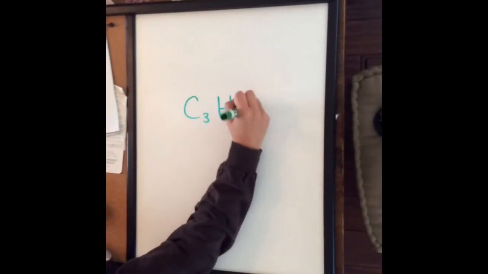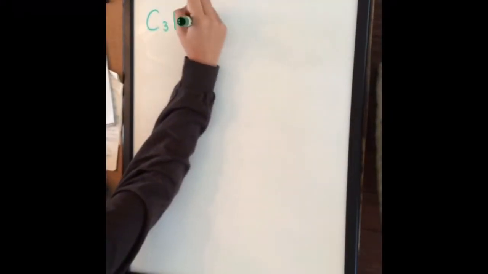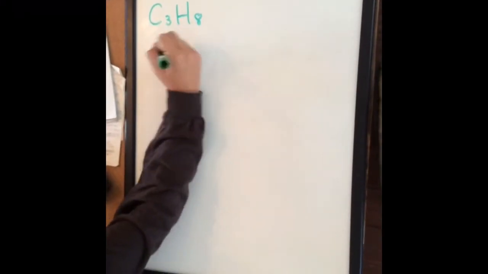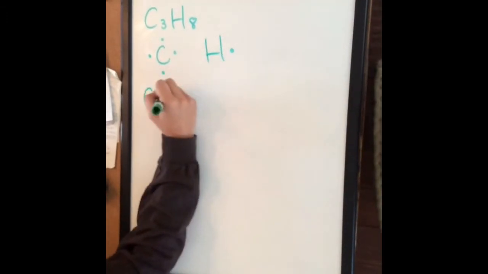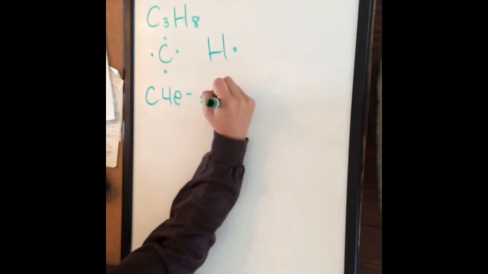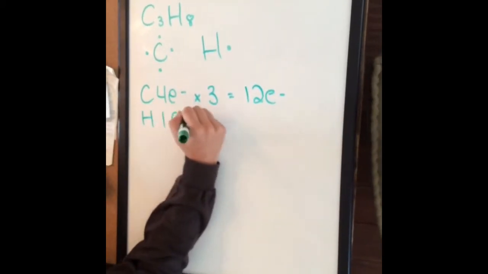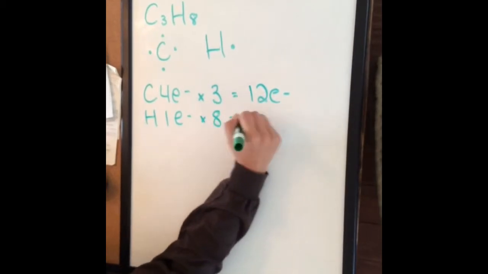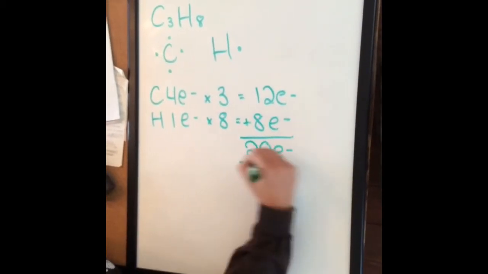The first ion is C3H8, which is propane. Propane is made up of 3 molecules of carbon and 8 molecules of hydrogen. Carbon has 4 valence electrons and hydrogen has 1. The 3 molecules of carbon plus the 8 molecules of hydrogen give you 20 valence electrons.